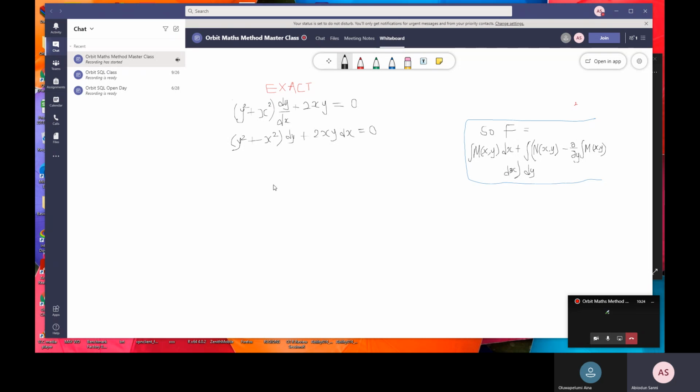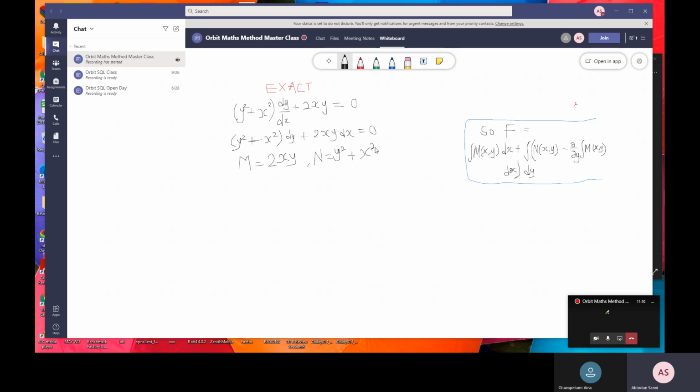Now, what's going to be our M? What's going to be our N? Can you see clearly? Yes. I'm going to take my M to be the component with the dx, so my M is 2xy. Then my N is the component with the dy, so my N is y squared plus x squared.